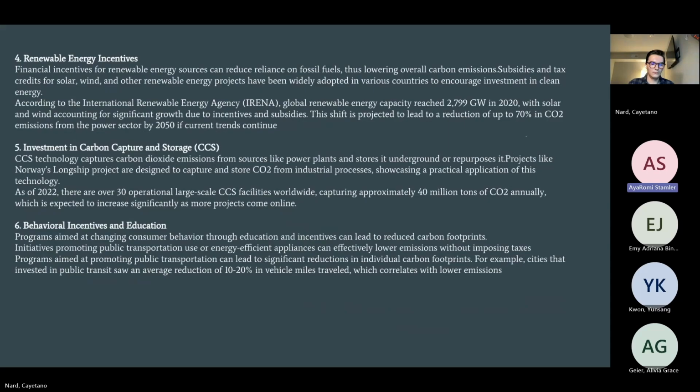And the last one is behavioral initiatives and education. By aiming at changing consumer behavior through education initiatives, we can reduce carbon footprint. And we can see that cities that invest in public transit and educational change saw an average reduction of 10 to 20% in vehicle miles traveled, which correlates with lower emissions.